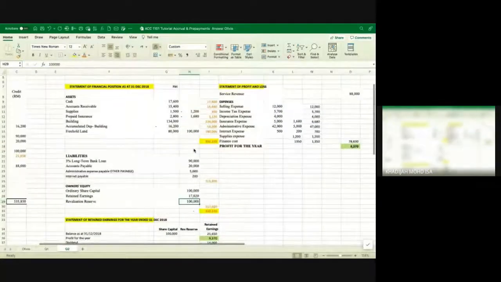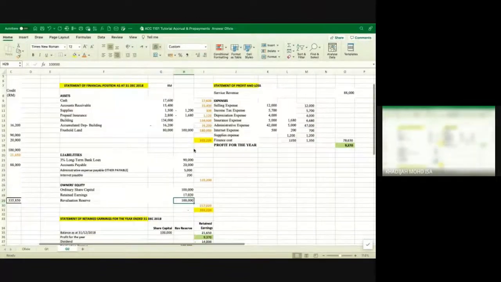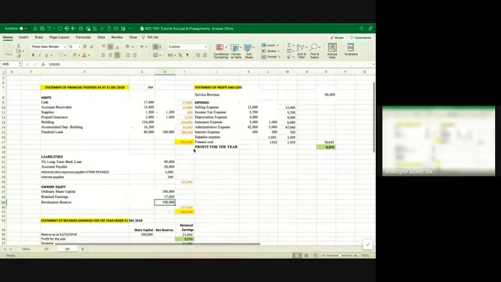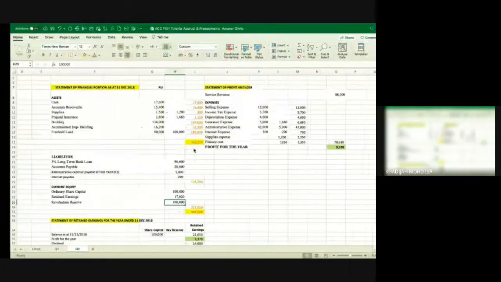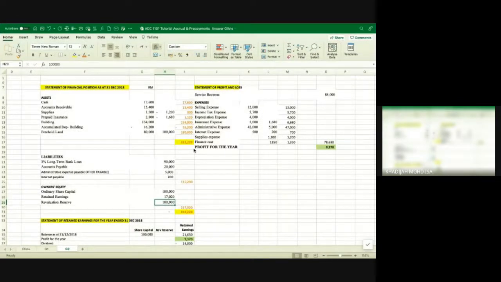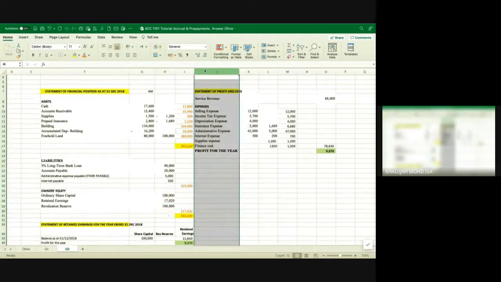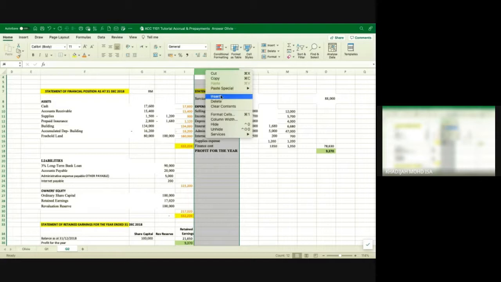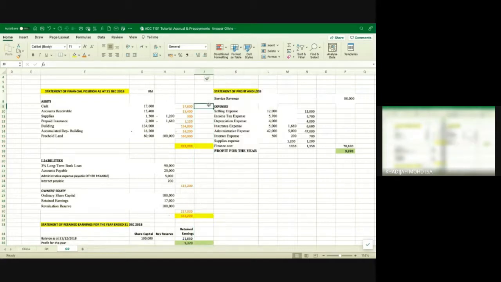So if you do it like this, you don't have to spend so much time. At least if your adjustment is wrong, you still get one tick for all the items. You want to see how it is done? The marking? Okay, let me show you. So this 17,600, this one is one tick. Show you.